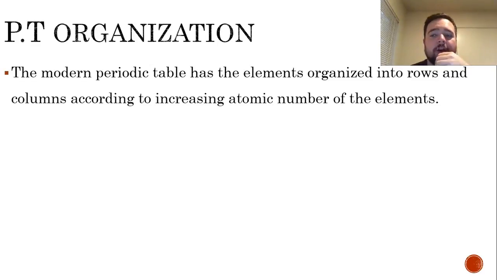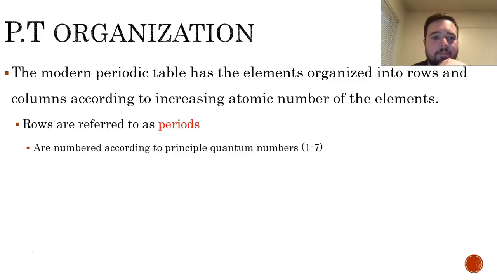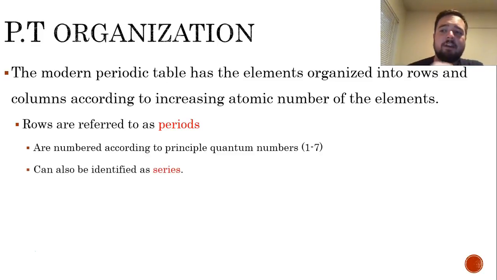So the modern periodic table is organized into rows and columns according to increasing atomic number of elements, which you already really know. The rows are referred to as periods. They are based on the principal quantum numbers of 1 to 7, which we already briefly talked about in electron configuration. They can also be identified as series. The rare metals specifically are identified as series, the lanthanide and actinide series. That's based on the properties that they hold. Most of the time, you're just going to hear me say rows or periods. When you go into advanced chemistry, when you start talking about lanthanide and actinide and what goes on in those rows, you may hear series a little bit more.